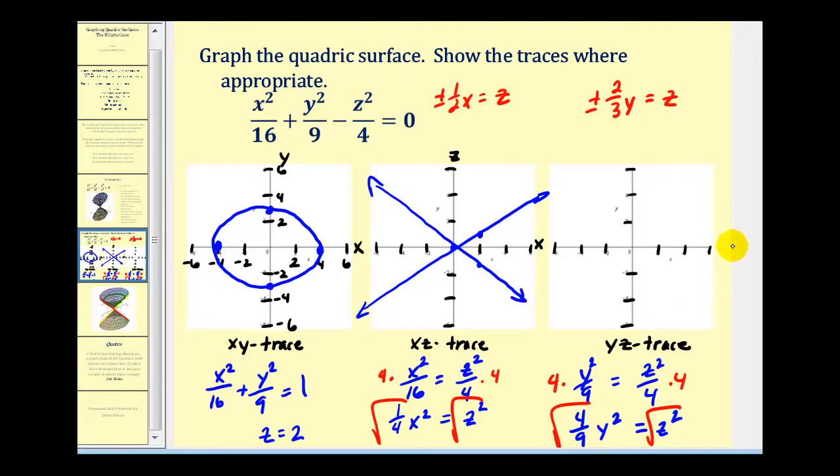So again, we'll let this equal the y-axis, this be the z-axis. So again, we have two lines passing through the origin, one with a slope of 2/3, another with a slope of negative 2/3. So from the origin, we'll go up 2 and right 3. There's one line. And then we'll go down 2 and right 3 for the other line. Again, these are the graphs of the surface when sliced by each of these planes. Remember, the true xy trace was a point at the origin, and this trace was z equals 2.